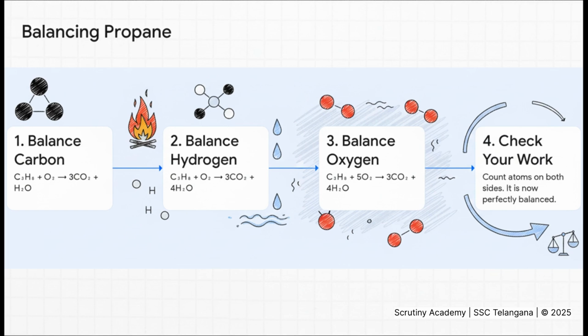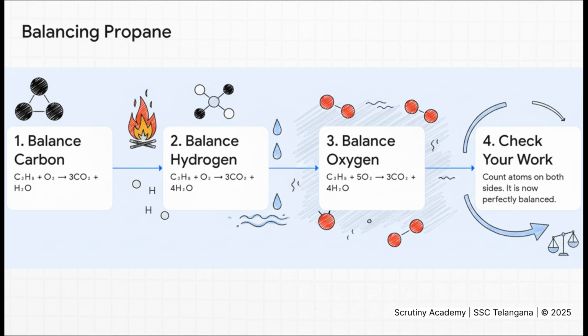Okay, now for the tricky part, oxygen. Let's count up the oxygen on the right side now. In the 3CO2, we have 3 times 2, that's 6 oxygens. And in the 4H2O, we have 4 times 1, that's 4 oxygens. So 6 plus 4 is a total of 10 oxygen atoms on the right. To get 10 on the left, we just need to put a 5 in front of the O2 because 5 times 2 is 10.